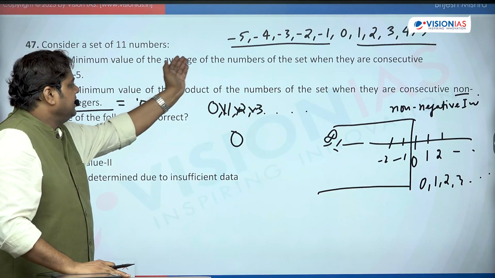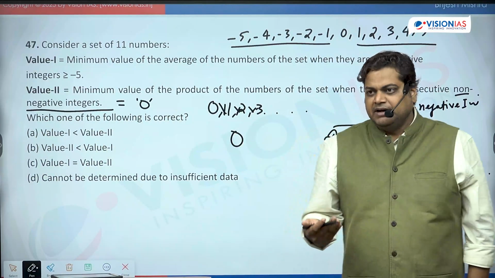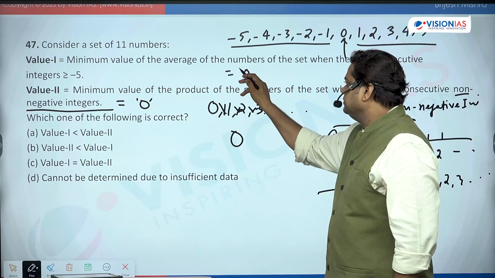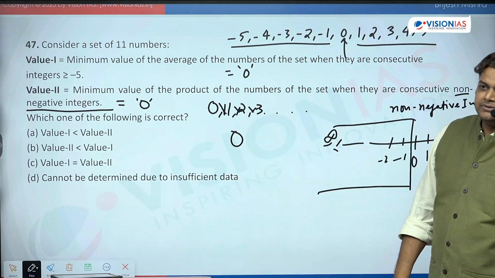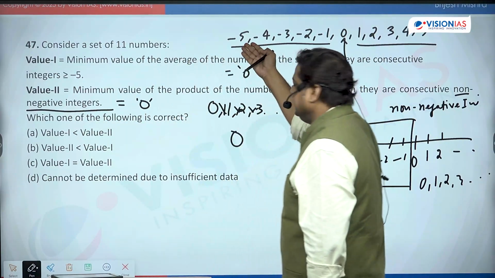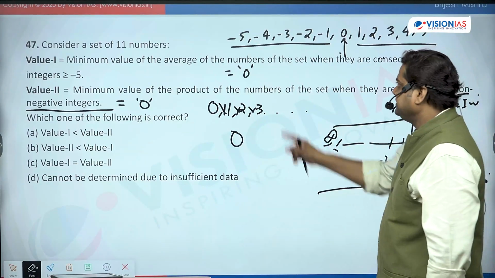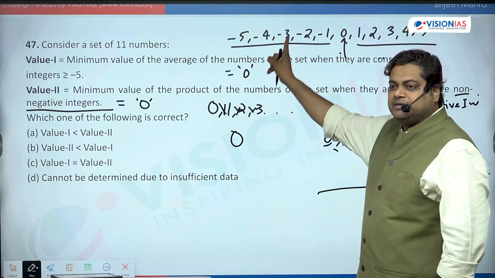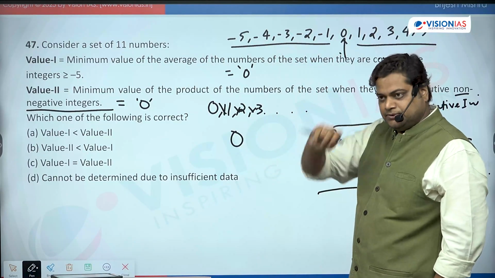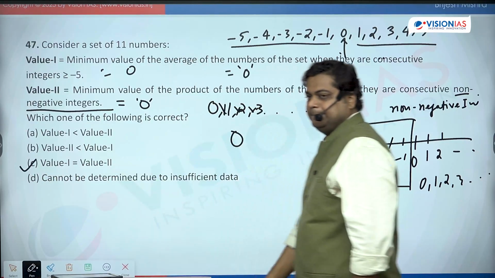So minimum value of the average of the numbers. How will the average come out? The middle value is the average. Middle value is what? 0. So this value is also 0. Now, a negative value less than 0 is possible, but with these 11 numbers, the average will not come below 0. If it is starting from 6, then it can be less than 0. If it is starting from 7, the average value can be less than 0 also. So here 0, 0, both values are C.